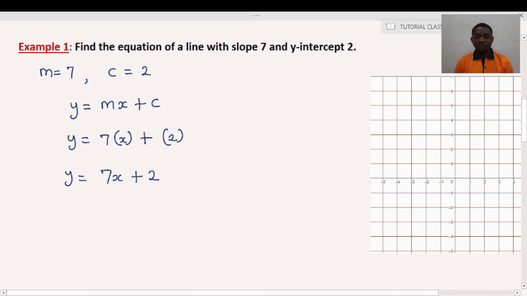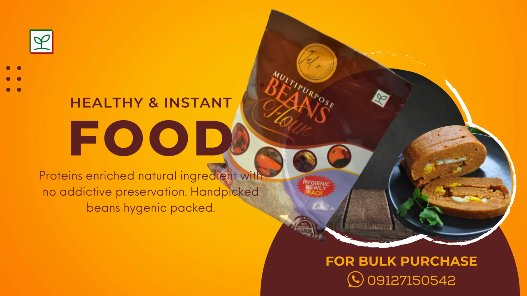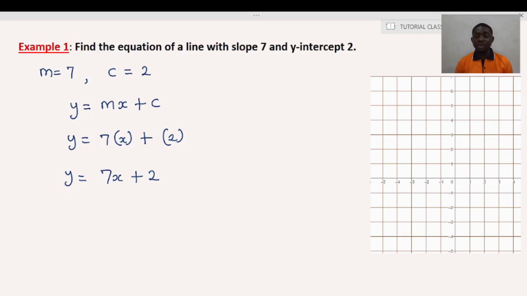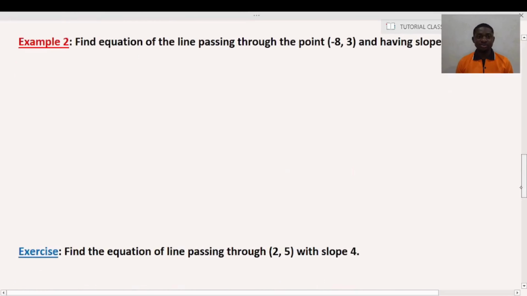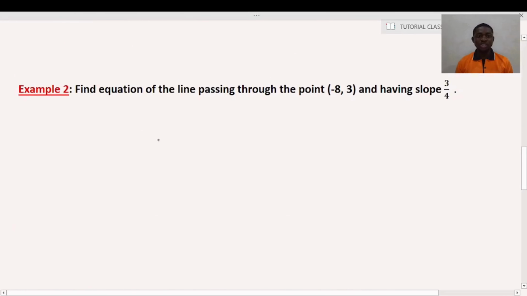As we take it further, we'll learn more and we'll try out some of it with graphs, so be sure that we are on the same line and we are doing the right thing. All right, let's move further. We have another question here. Find the equation of the line passing through the point. We are given 1 point and a slope.